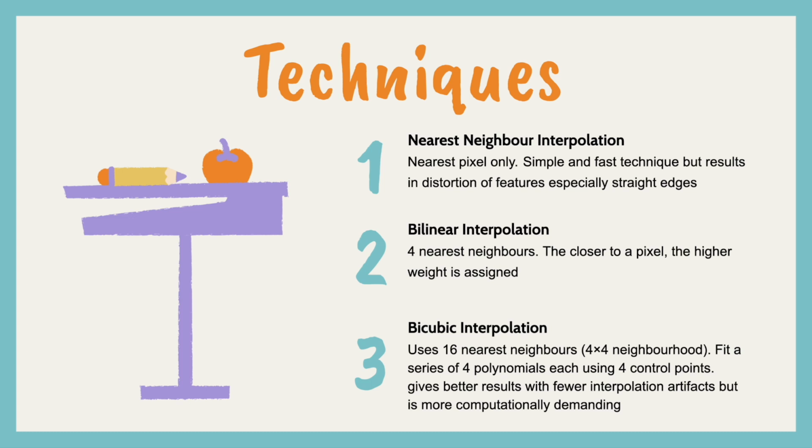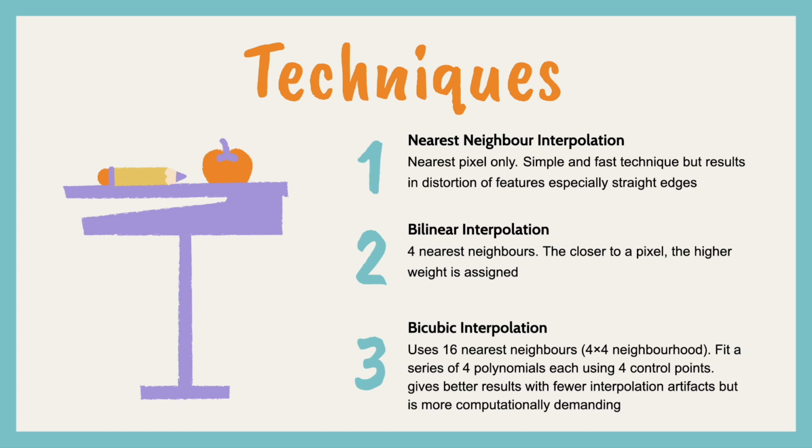computationally. The second technique is bilinear interpolation. So you use 4 nearest neighbors. The closer to a pixel, the higher the weight is assigned. You use the average weight method, you get a better result. Again, it's not as good though. Like, you're not going to get crystal clear image projection, you're still going to see some distortion.